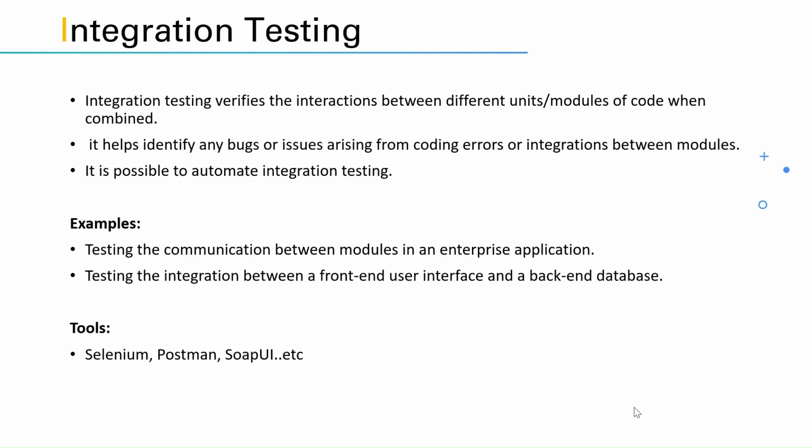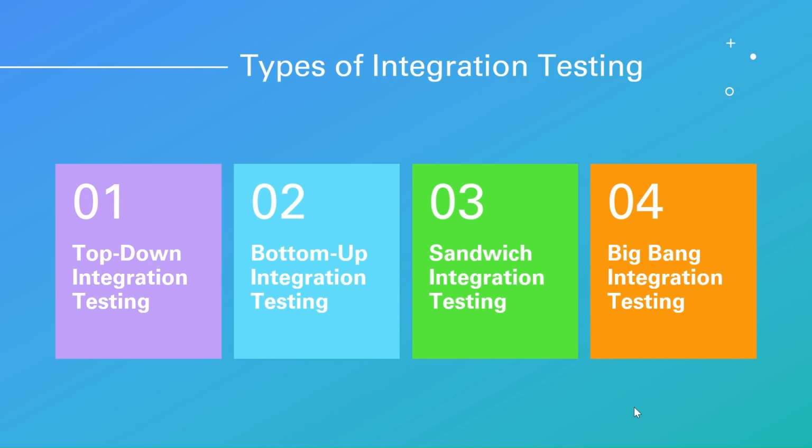There are four types of integration testing. First, top-down approach. Here, the user starts from the top of the control flow and works downward, integrating and testing modules progressively from the topmost level to the lower levels. Second one, bottom-up integration testing, starts from the lower levels of the control flow and works upward, integrating and testing modules from the lowest level to the topmost level. Third one, sandwich integration testing, also known as hybrid integration testing, is a strategy that combines elements of both top-down and bottom-up integration testing approaches.